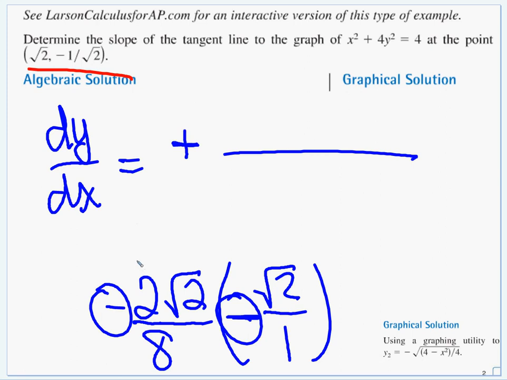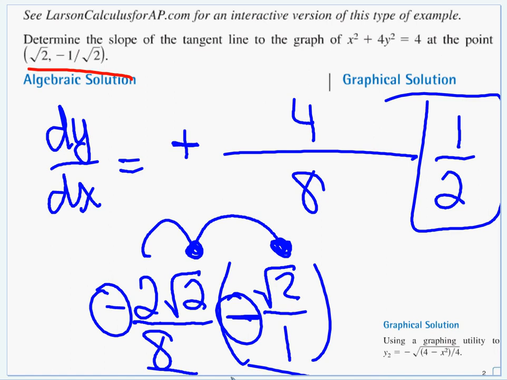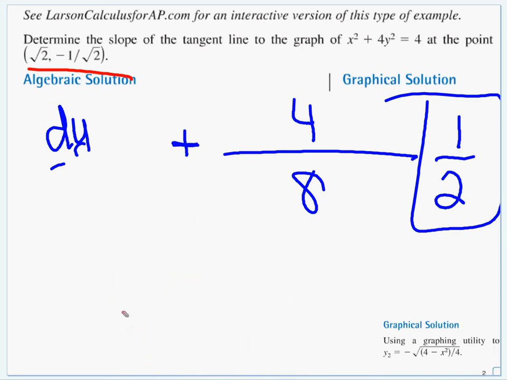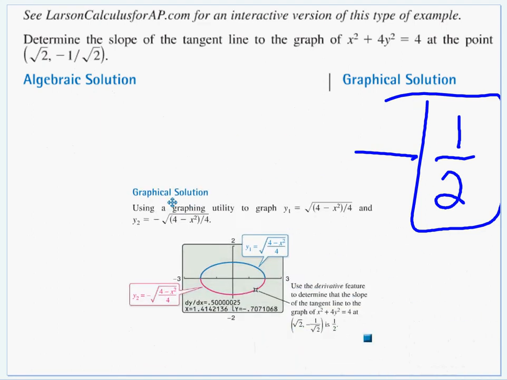And in the numerator, we've got this root 2 times this root 2. That's equal to 2 times 2, which is a 4. And then our denominator is 8 times 1, that's just 8. And then 4 over 8 is just 1/2. There's our slope that's occurring at the point. And let me bring out the graph, see if that makes sense. It's a positive 1/2 slope.